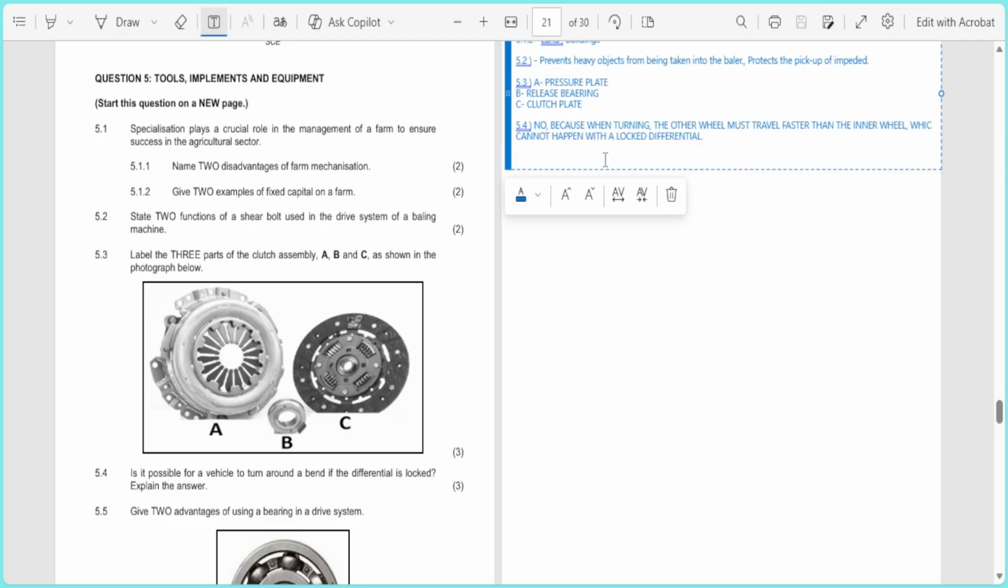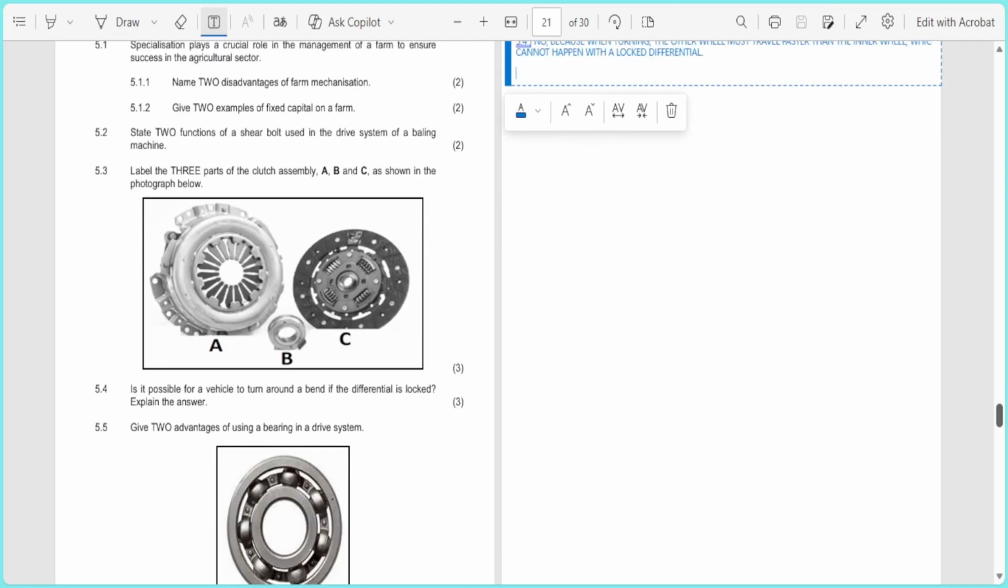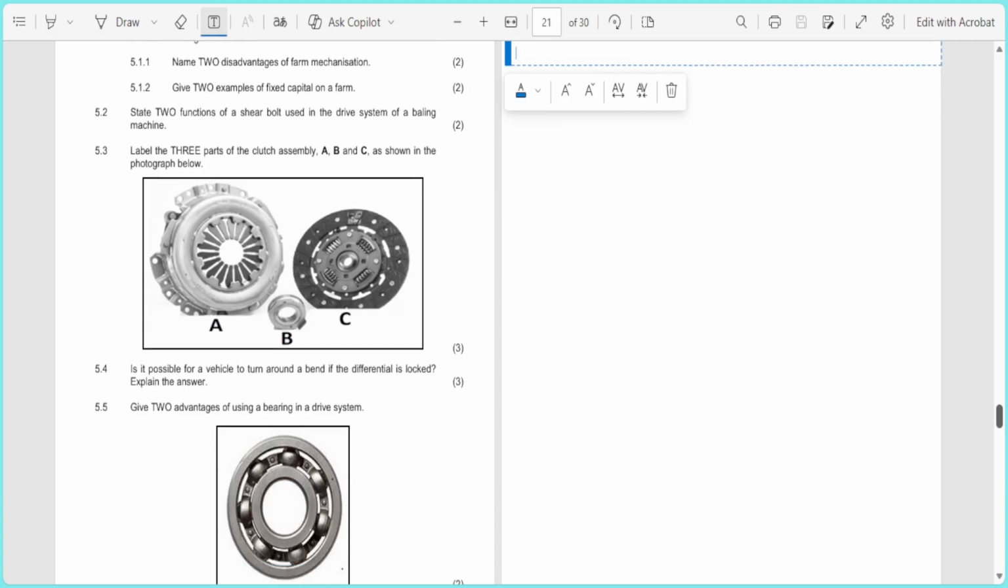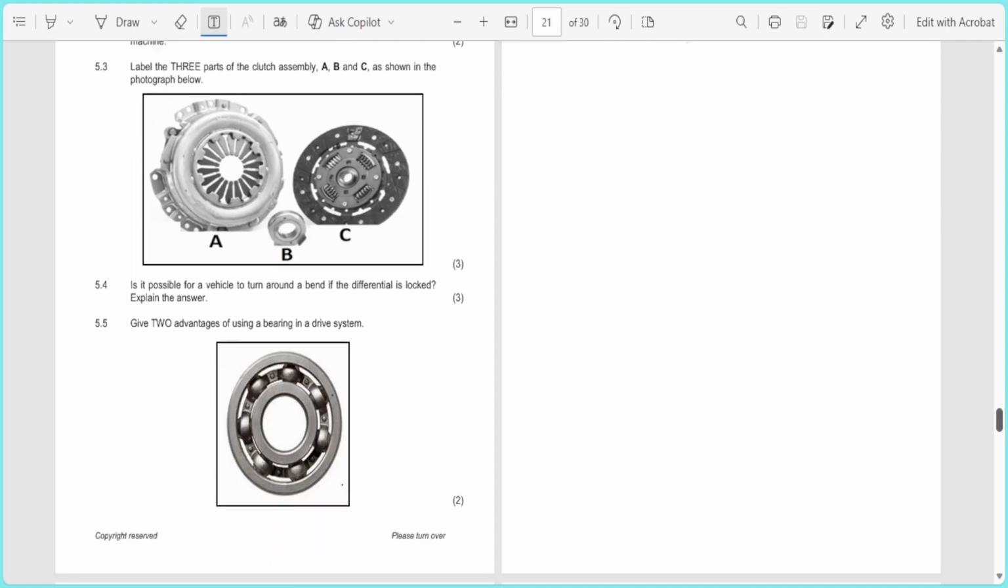All right, 5.5. Give two advantages of using a bearing in a drive system.